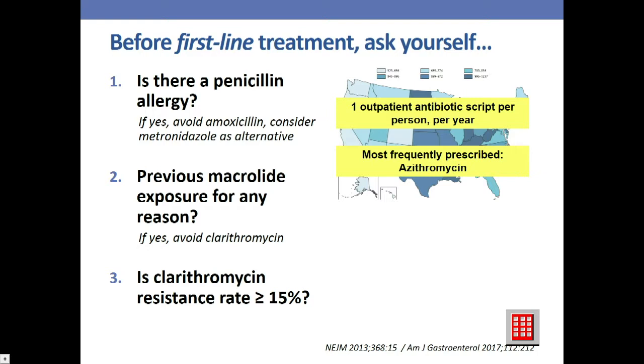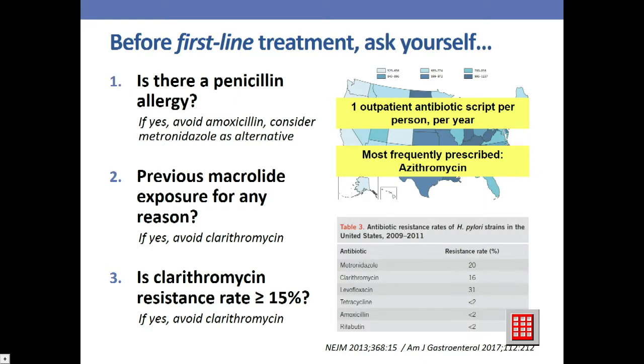And lastly, the third question to ask is, is the clarithromycin resistance rate greater than 15%? We don't have a lot of US data on this. I think we're behind compared to Europe when looking at H. pylori resistance rates. But we do have some data from the Houston VA, and we know that among H. pylori resistance, metronidazole, clarithromycin, and levofloxacin are the most common. Amoxicillin actually has a low resistance rate along with tetracycline and rifabutin. But even looking at clarithromycin, at least in the Houston area, that already exceeds 15%. So that might be a regimen you would avoid in that population.